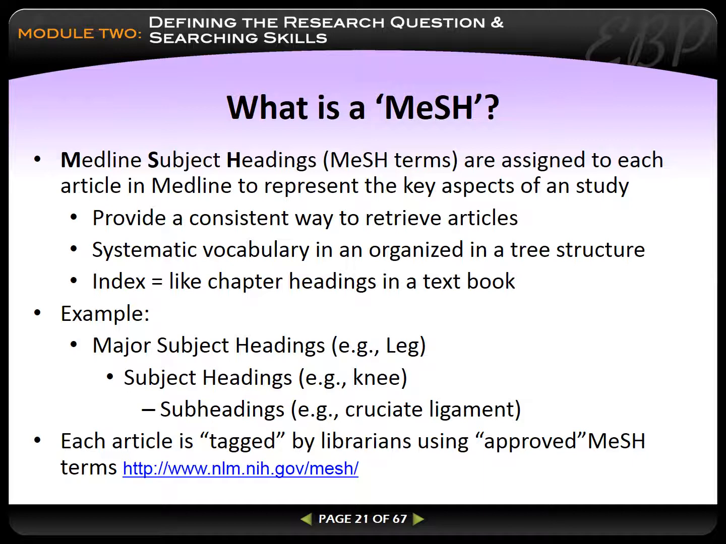So the MeSH terms, as I said, the Medline subject headings, are assigned to each article to represent the key aspects of the study. And the good thing about them is they provide a consistent way to retrieve articles. Very systematic vocabulary organized into what you could think of as a tree structure, or chapter headings in a textbook with a lot of subheadings underneath. For example, the major subheading would be the biggest leg, then down to knee, then down to cruciate ligament. So each article is tagged by librarians using the approved MeSH terms. And you can see the MeSH terms on this website.